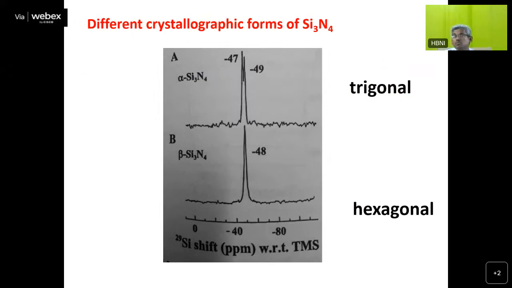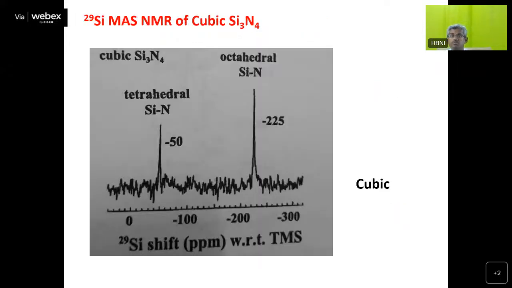Similarly, there are different crystallographic forms of Si3N4. Si3N4 is also used as a very hard material, similar to diamond. It also exists in alpha and beta structures. The beta structure is somewhat cubic. You can see a single peak, whereas in the alpha structure more than one type of silicon structural unit is present. This is very clearly seen from both these NMR patterns. I am giving you this to get a feel of how silicon NMR can be used to interpret the silicon structural units present in Si3N4.